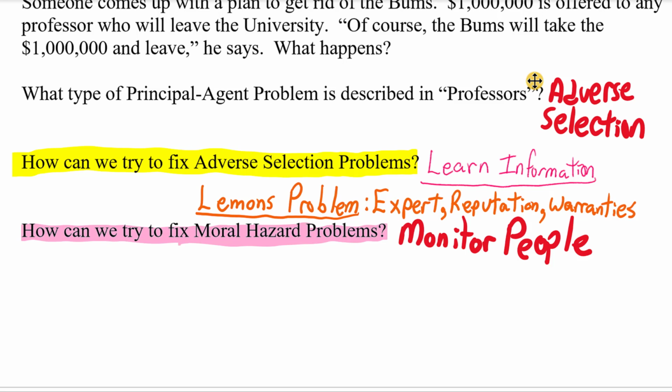For moral hazard problems, again, the solution is monitoring people, or another potential solution would be punishment if people behave badly. We also talked about with moral hazard in insurance markets, co-payments, deductibles, and things like that. So if you keep these two examples in mind, it'll help you remember the difference between moral hazard and adverse selection. Think about employment markets.